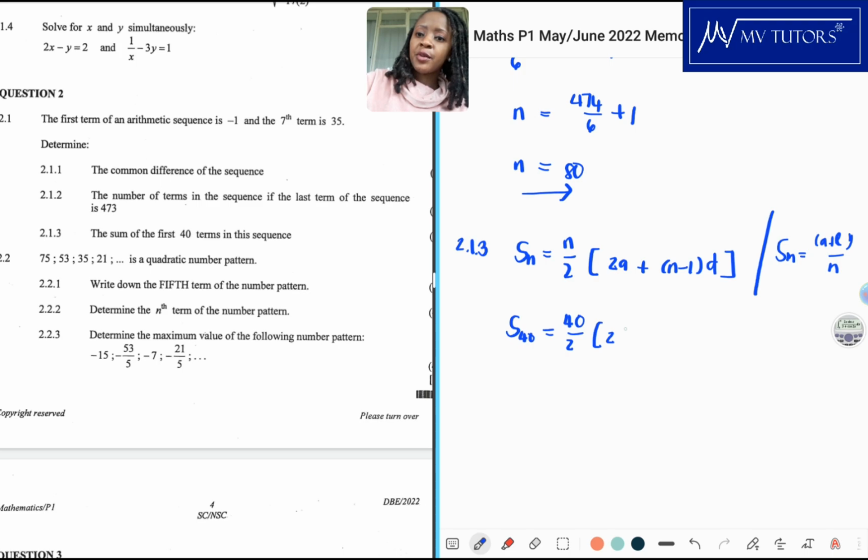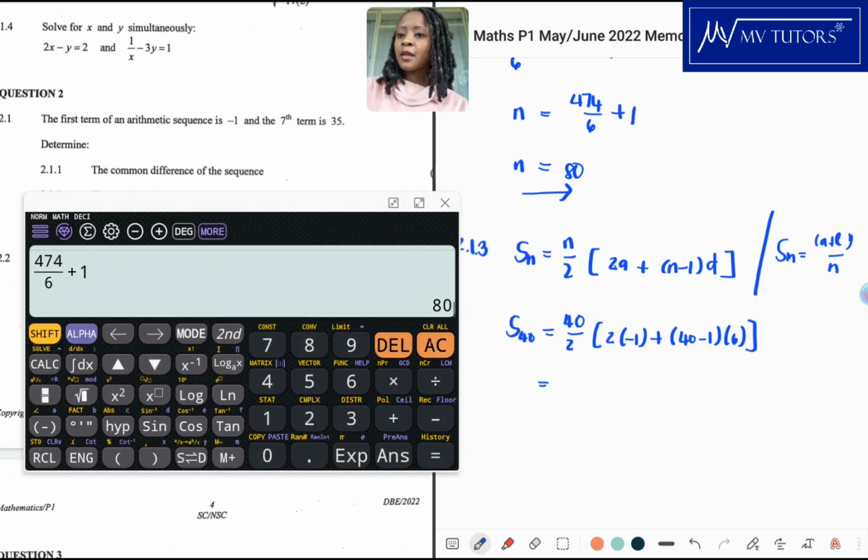Our first term was negative 1. Okay, so we have 40 minus 1, and our common difference was d. Okay, plug that into the calculator. So we have 20, and then we have negative 2 plus 39 times 6. Okay, 4640.